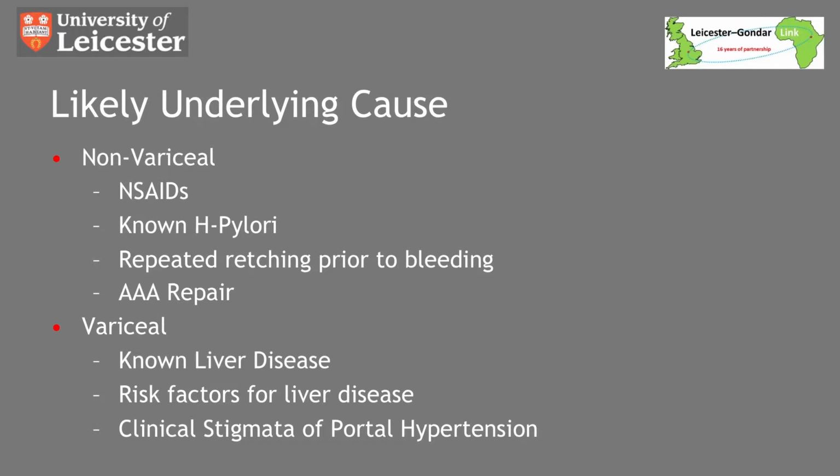Whilst taking the history and examining your patient, it is important to make some inquiry as to the likely cause of the bleeding. Has your patient been taking NSAIDs, which may make you think about ulcer disease? Retching prior to the bleeding starting would make you think of a Mallory-Weiss tear, and a previous aortic aneurysm repair may make you think about aortoenteric fistula, which needs to be diagnosed with an urgent CT scan. If your patient is known to have liver disease, has risk factors for liver disease such as high alcohol intake, fatty liver disease or viral hepatitis, or clinical stigmata of portal hypertension on examination, you would be suspicious that varices may be causing the bleeding.